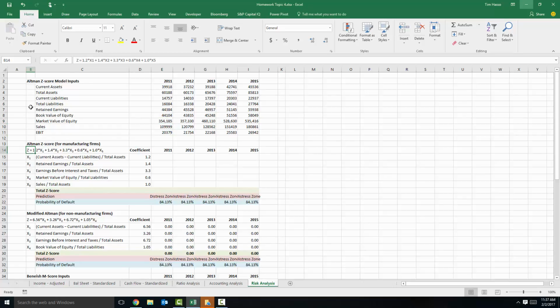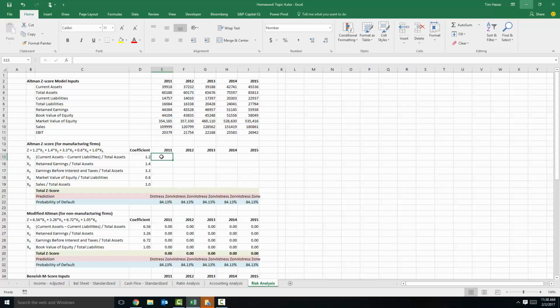In cell B14, we have the exact formula for the original model, which says that Z is equal to 1.2 multiplied by X1, where X1 is your current assets minus current liabilities divided by total assets. Then you have X2, retained earnings divided by total assets, and so on. We're going to calculate these ratios for each particular year. To get the final Z-score, we multiply 1.2 by the value of X1 for 2011, plus 1.4 multiplied by the value of X2 in 2011, and so on. Then we get a total Z-score.